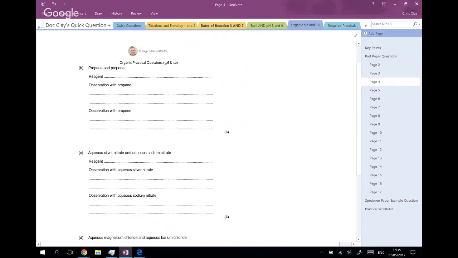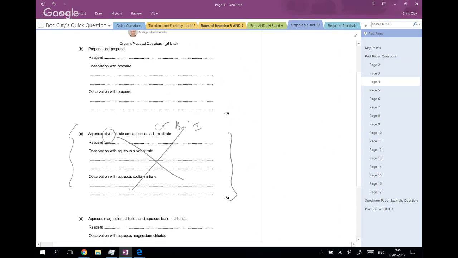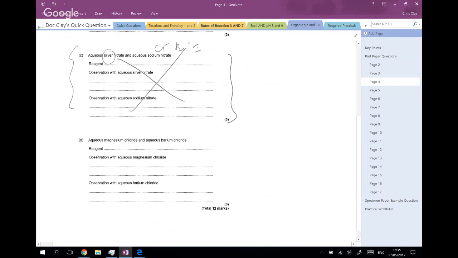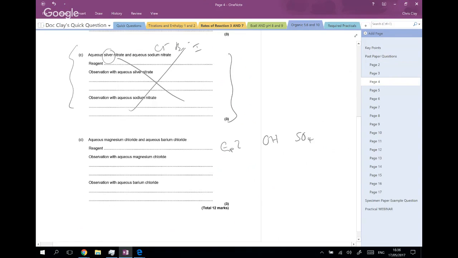Here we go: propane and propene, hopefully quite an easy one. Silver nitrate and sodium. Now this one, just to be aware, is essentially testing for the presence of silver ions, and you do that with a chloride, bromide, or iodide. So that one is not really an organic practical question, but it's certainly a good practical question that they could ask in paper 3. And again here, magnesium and barium: this is about your group 2 hydroxides versus sulfates. So it's not really a question about organic, but again, a paper 3 question for sure.